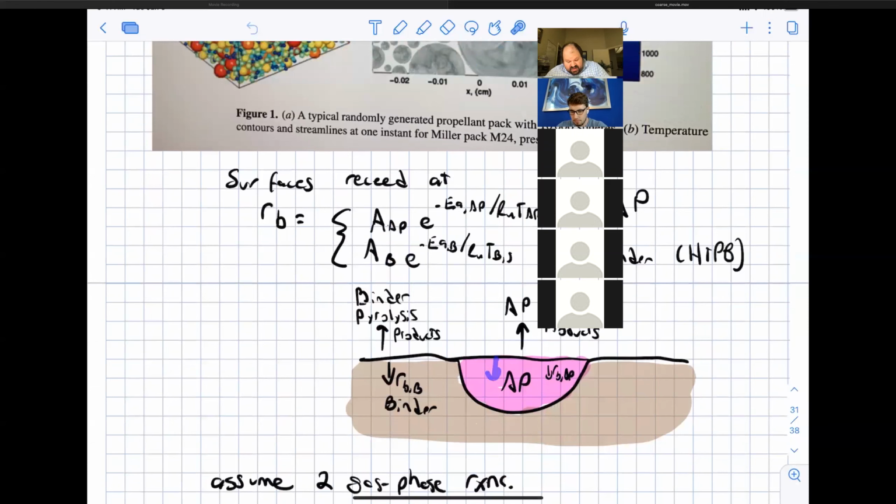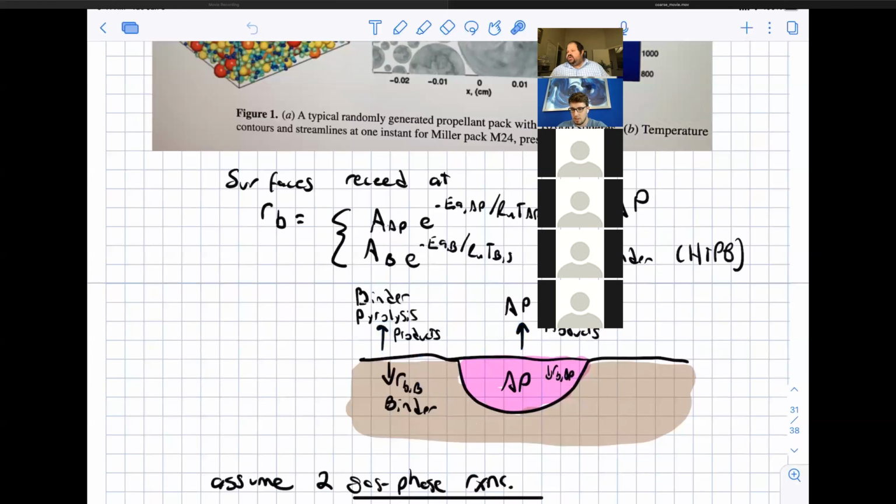Okay, so if we just look at this area here and draw a picture, here we have the surface of an AP crystal that is receding at some burning rate RB. We have the surface of the binder, which is a pure fuel, that is receding down at some burning rate of the binder. And then coming off of the binder surface are binder pyrolysis products, which are very fuel-rich species. And then coming off of the AP surface, you have oxidizer-rich ammonium perchlorate pyrolysis species.